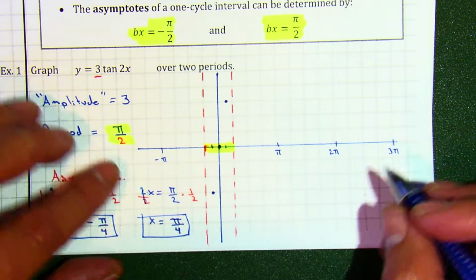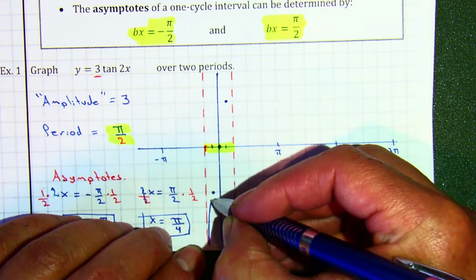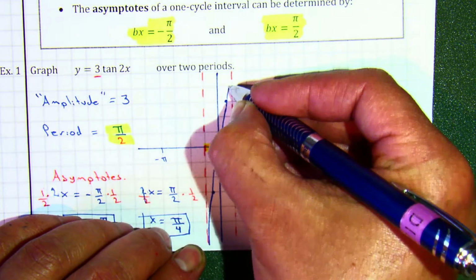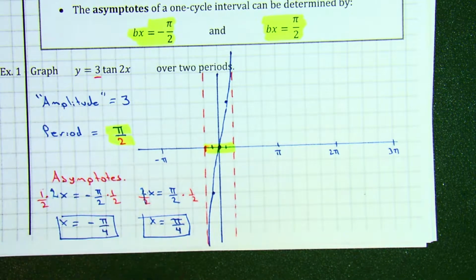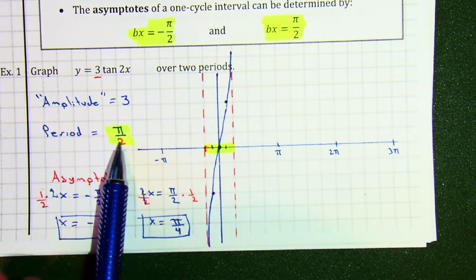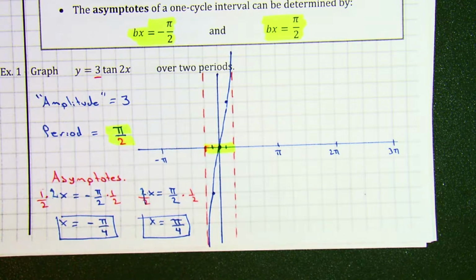And now I can sketch my first cycle. It comes from here, it curves a little bit, and then curves back. And it's going to follow the asymptote all the way through. And now I need to do another period. I can go through a process and add pi over 2 to this asymptote.